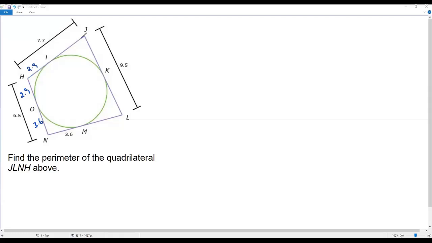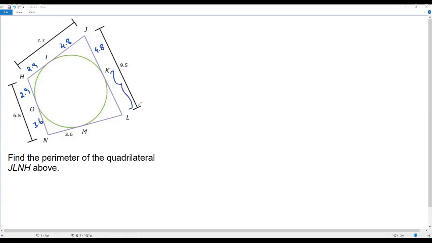Now, what is the length of the tangent JI, which is drawn from the external point J to the circle? For that, we have to subtract 2.9 from 7.7, because the total length of HJ is 7.7. If this part is 2.9, to get the length of this part, I have to subtract 2.9 from 7.7. When I subtract 2.9 from 7.7, I'm getting 4.8. So the length of the tangent JI, drawn to the circle from the external point J, is 4.8. Then the length of the tangent drawn to the circle from the same external point J, that is JK, also must have the same length, 4.8.